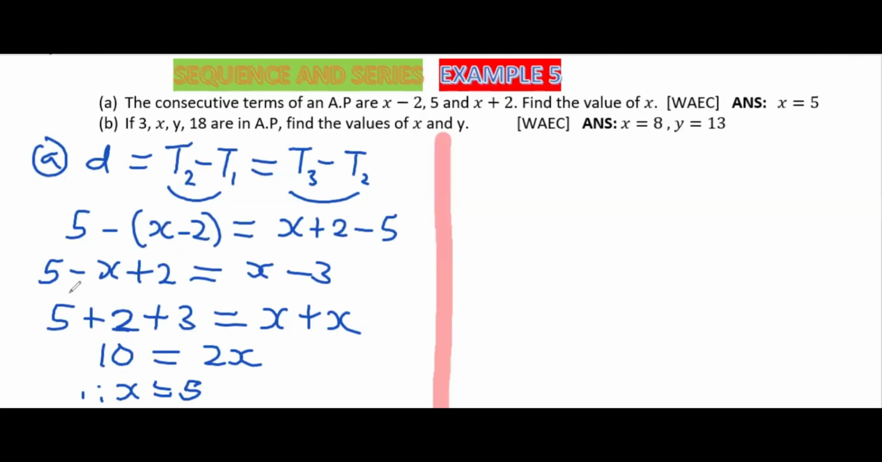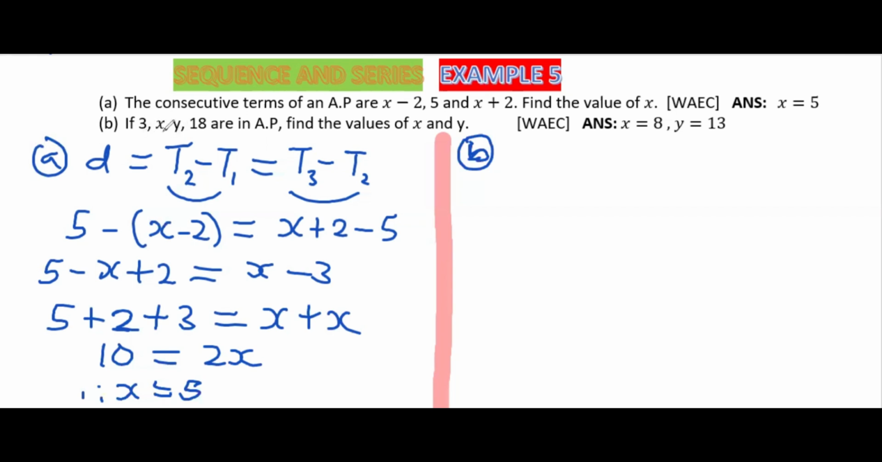In the B part, if you look at what we have here, we are told that all these 4 terms are in AP. That is, they are consecutive terms of AP. If you look at this 18, it occupies the 4th position. That is, T4 is the 4th term. This 3 is the first term, x is the second term, and y is the third term.